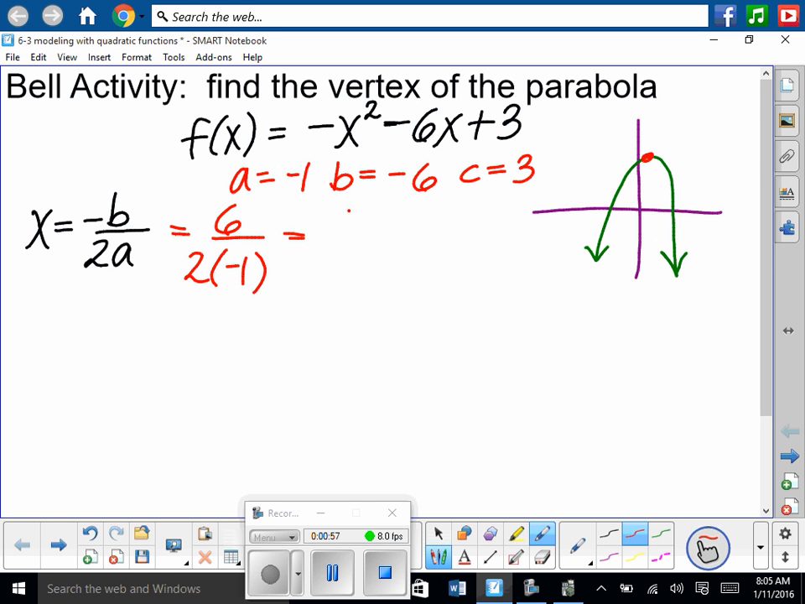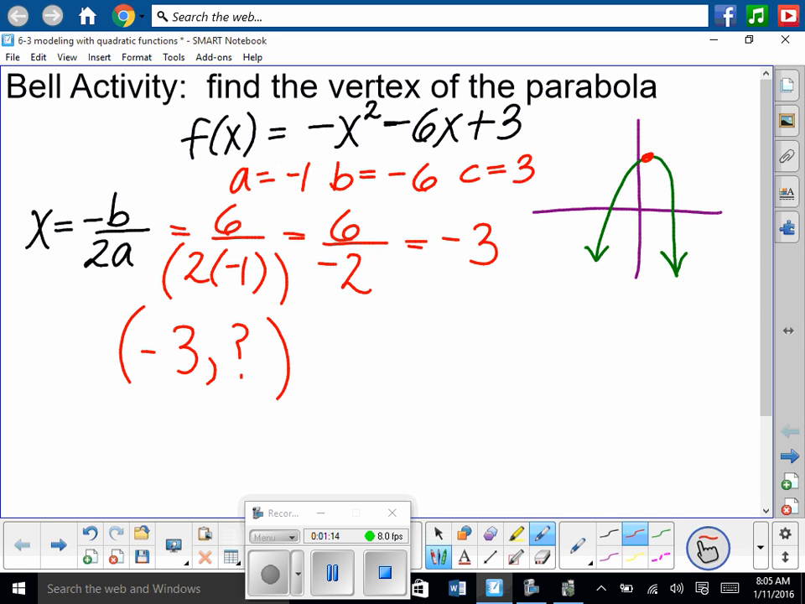So on top, just write out your work, because if you don't type this into your calculator with parentheses down here, you're going to get it wrong. So just write it out. 2 times negative 1 is negative 2. 6 divided by negative 2 is negative 3. Okay, so that's just your axis of symmetry. So you have negative 3, comma, question mark, right? Because the vertex is an xy point.